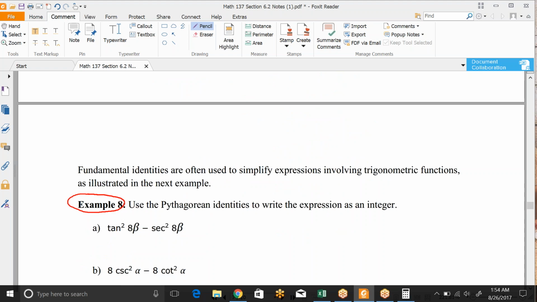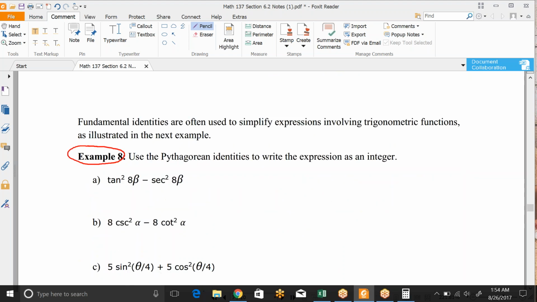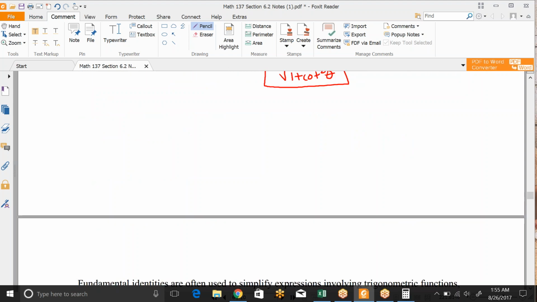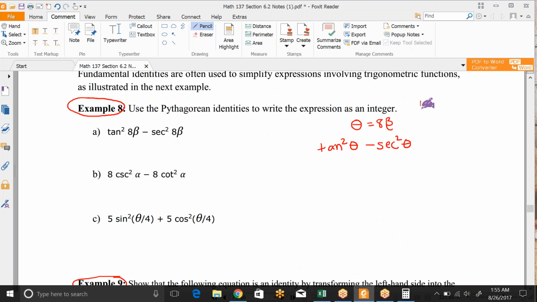Fundamental identities are often used to simplify expressions using trig functions, as illustrated by this next example. So we're going to use our Pythagorean identities to write an expression as an integer. So if you want to think of it, if theta is 8 beta, so that we don't really get confused by that 8 part there, then this is tan squared theta minus secant squared theta. Okay, so that's not a property that we had directly, but if we look back, we had 1 plus tan squared theta equals secant squared theta.